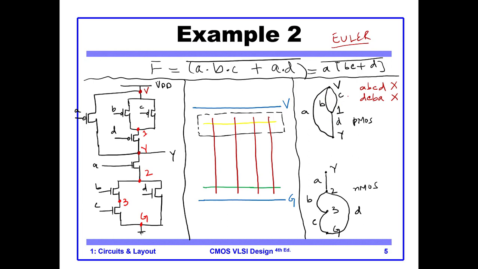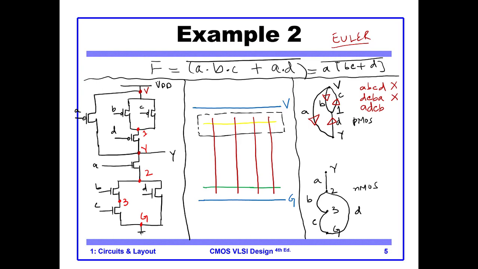Now let me check the path A, D, and C, B. So let's see, this is A, D, C, B. So it is passed by the PMOS network. Let's check on the NMOS network.